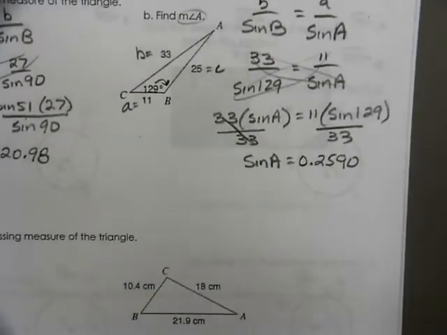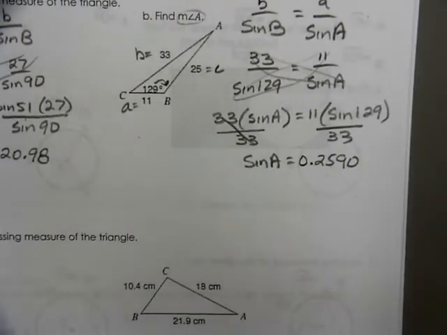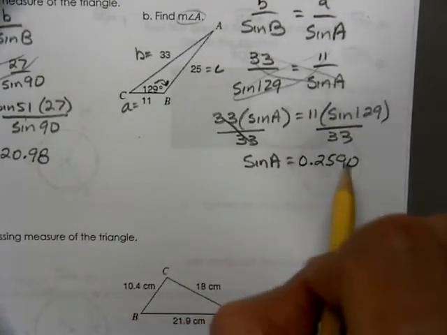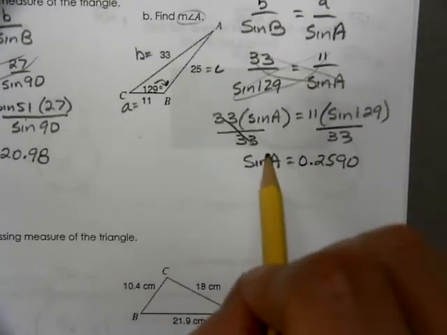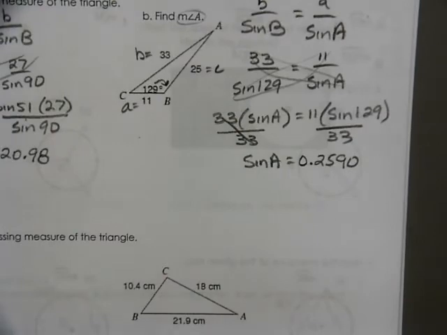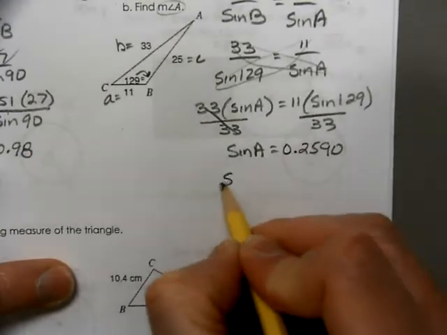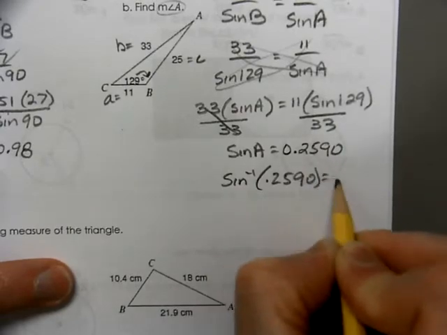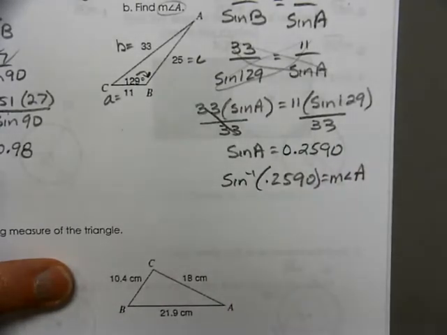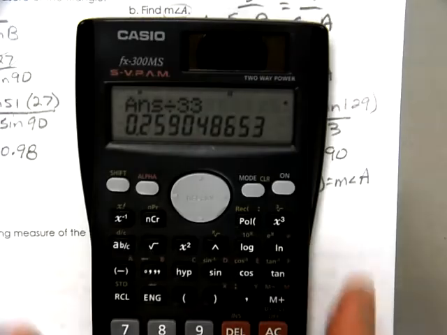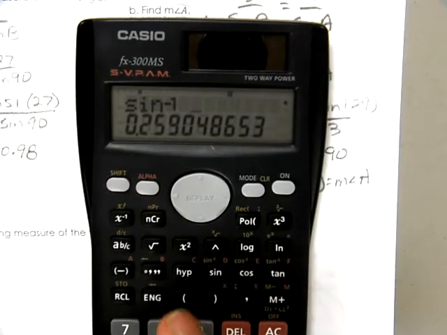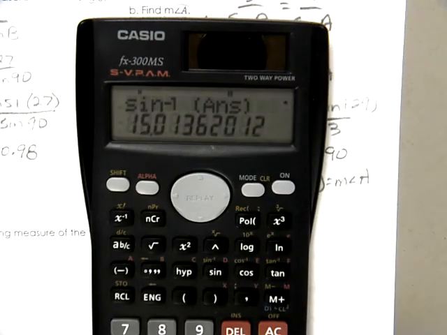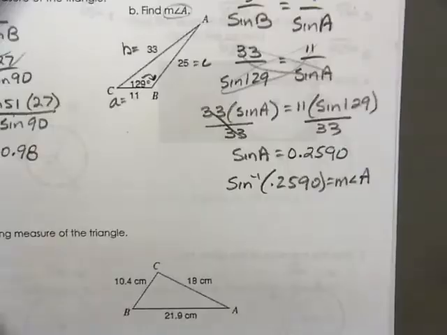Now that's the sine of A. That means that the ratio of opposite over hypotenuse, the opposite side is 0.25, or a quarter, of what the hypotenuse is. So we're going to say that sine inverse of that equals the measurement of angle A. So with our calculator, we'll say sine inverse of our answer gives us 15.01.